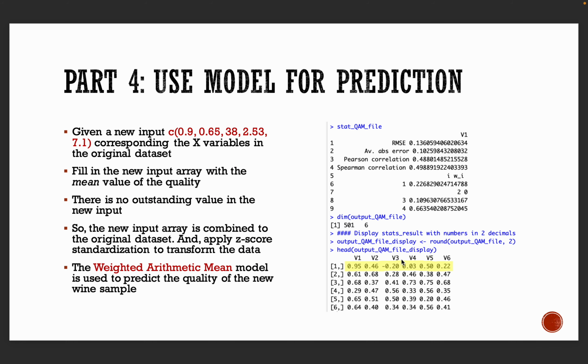After that, I applied the weighted arithmetic mean model to generate quality prediction for a new input array. I performed the same analysis and data transformation process. The fitting model results in an output file containing new transformed data. There is an extra column for the predicted value.